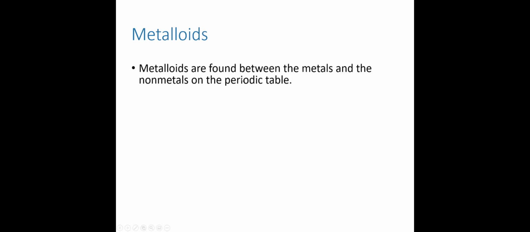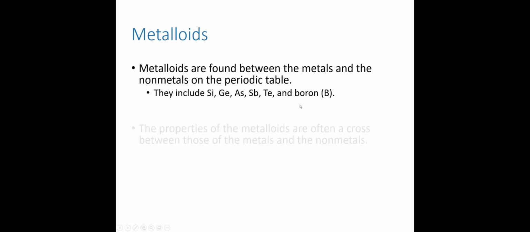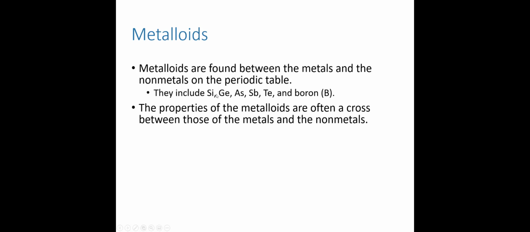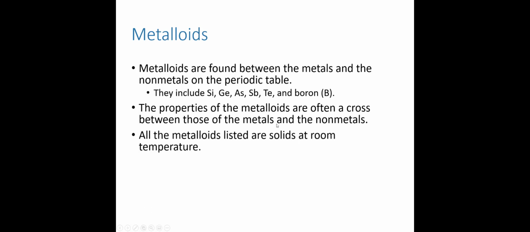So the metalloids are going to be those elements that are in between the metals and the nonmetals, and they're going to include what I just went through right there. Typically we don't include astatine all that often. It was on that last periodic table, but we don't talk about astatine very often. The properties of the metalloids are in between the properties of the metals and the nonmetals in many cases. They are all solids at room temperature.